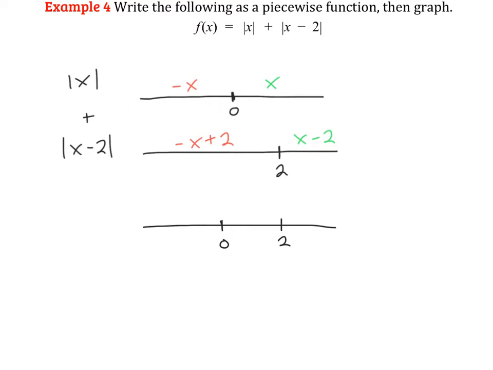So I see everything to the left of 0. My first function is defined by negative x. My second is defined by negative x plus 2. So if I add these up, I'm left with negative 2x plus 2.